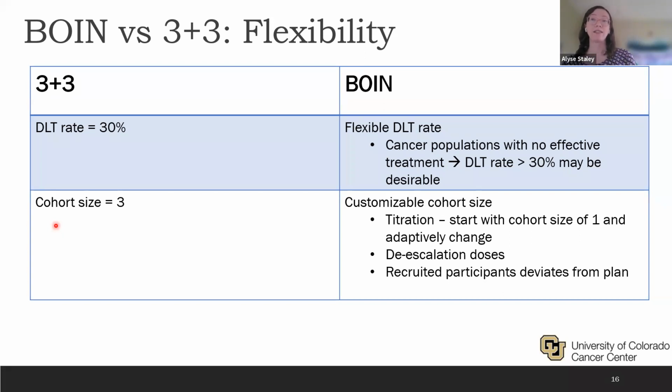The BOIN design also allows de-escalation doses, so you don't necessarily have to start at the lowest possible dose. And finally, it allows you to recruit patients even when you've deviated from the original plan. For example, if a patient is unable to finish the study, you could have a cohort of 2, even if you originally designed it to have a cohort of 3, without throwing out any information.